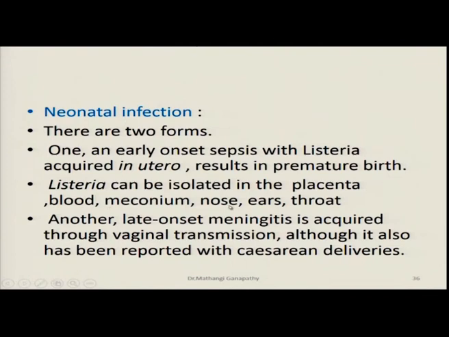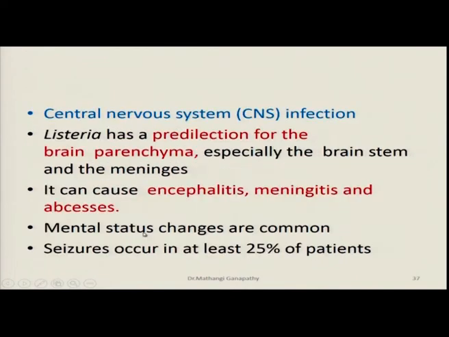Another is late onset meningitis, which is acquired through vaginal transmission. So the child is not contracting the disease in utero, but while it is being born, through vaginal transmission. And also sometimes it is reported in cesarean deliveries. So two cases, early onset or late onset, as neonatal infection.